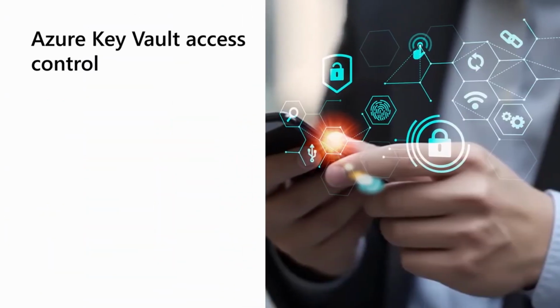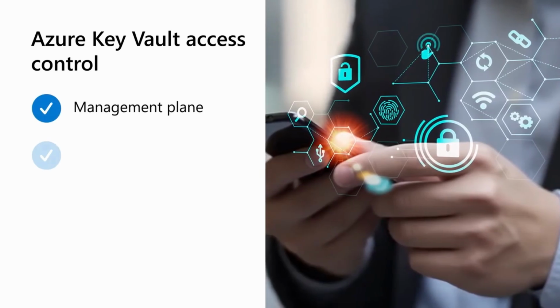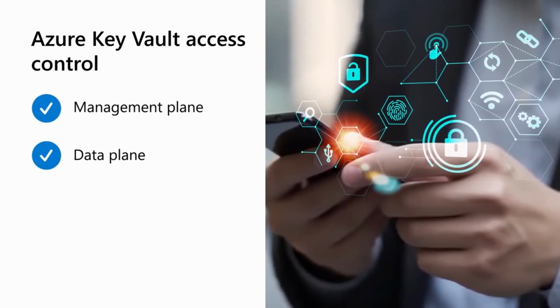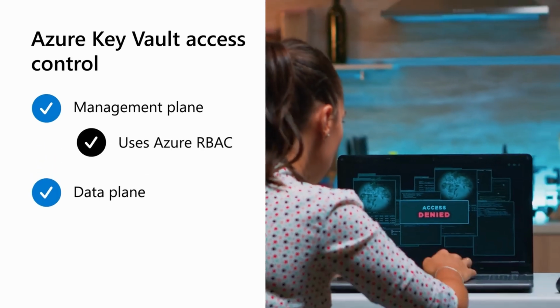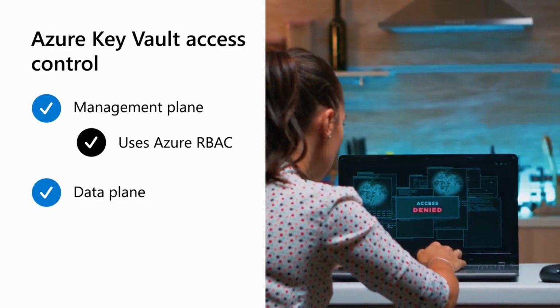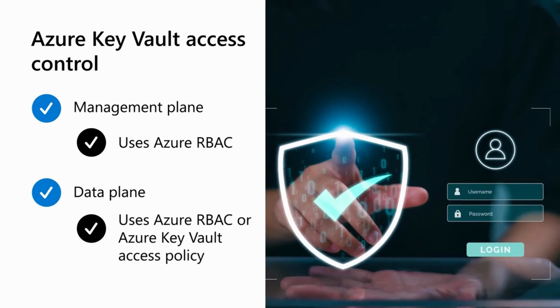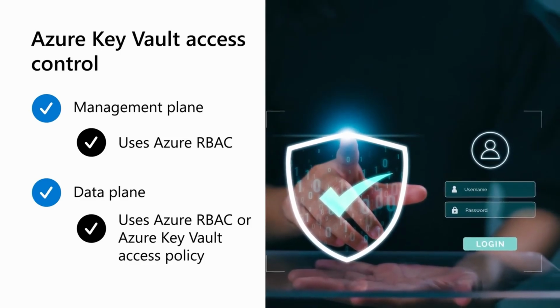Next, you learned that you can control Key Vault access via two interfaces, the management plane and the data plane. Both planes use Azure Active Directory, also called Azure AD, for authentication. The management plane uses Azure Role-Based Access Control, also called Azure RBAC, for authorization, and the data plane uses either a newly added Azure RBAC or the Key Vault access policy.